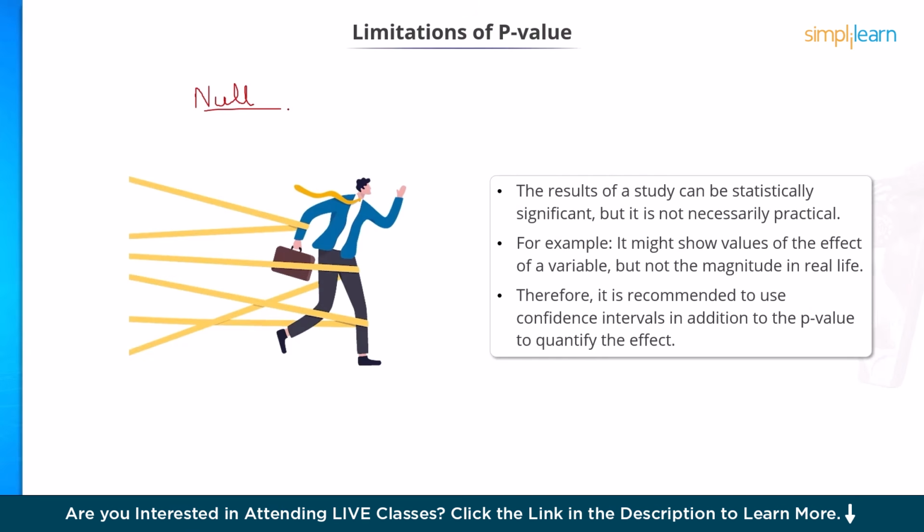So there are multiple limitations as well. The first one is that the results can be significant, but they may not be practical, as we have compared. It can be based on multiple hypotheses, for example, in a healthcare test. If the test is going to be positive or not, it may show the existence of an effect of a variable, but not the magnitude in real life. What exactly is going to be the application of a drug test being failed in a pharma company? Therefore, it is recommended to use confidence levels in addition to the p-values to quantify, or we can say to give a solid figure to the result which we are going to get.